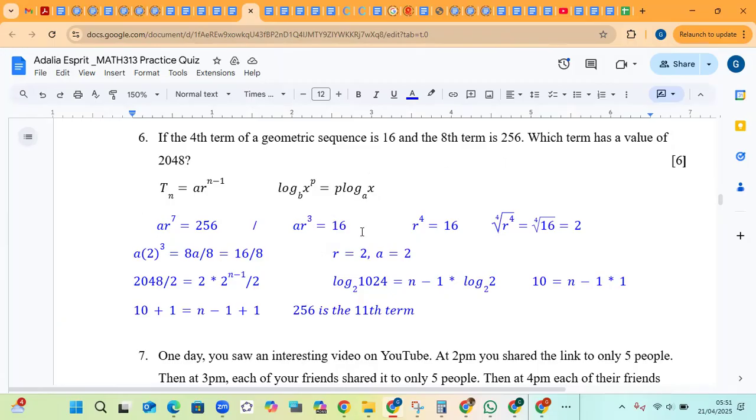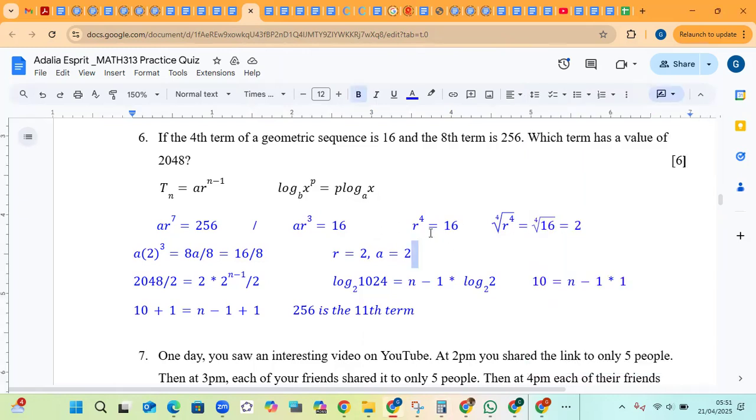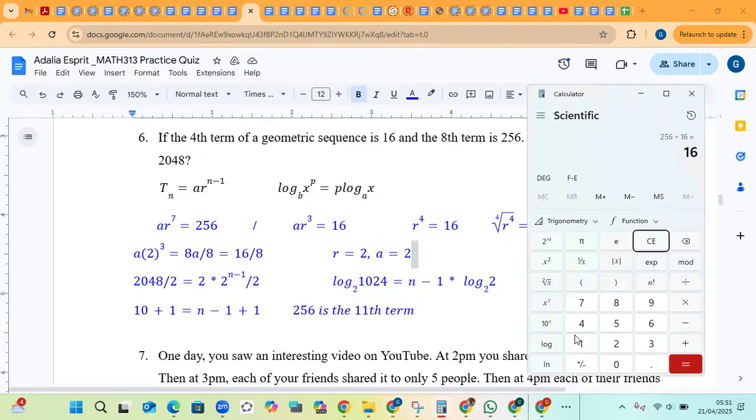And now what happens? She seems to have divided the bigger one by the smaller one. The a cancels out. 7 minus 3 is 4. 256 divided by 16 is 16. We can verify that: 256 divided by 16 is actually 16. So you have r to the 4 is equal to 16. So you have to take the fourth root of 16 to get r. That means raise 16 to the 1 over 4.